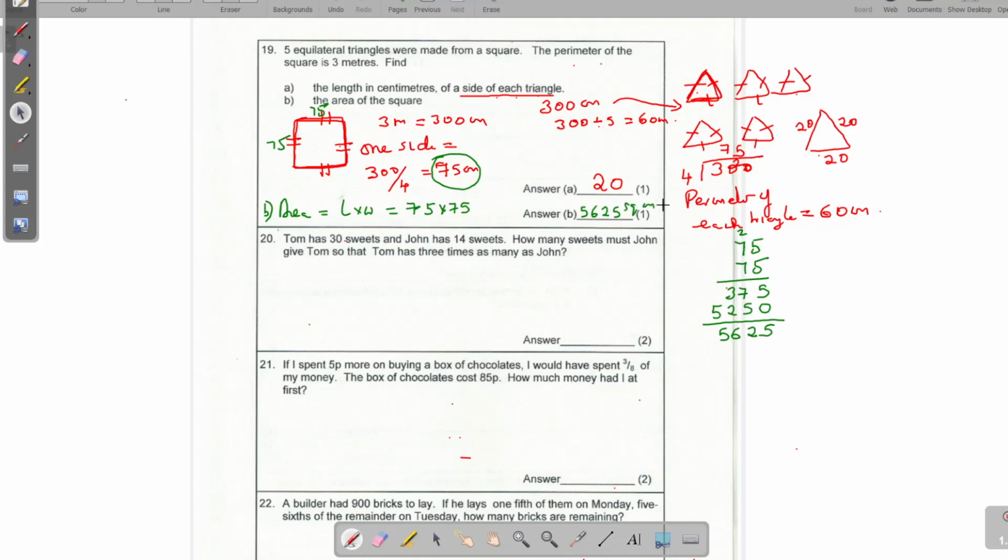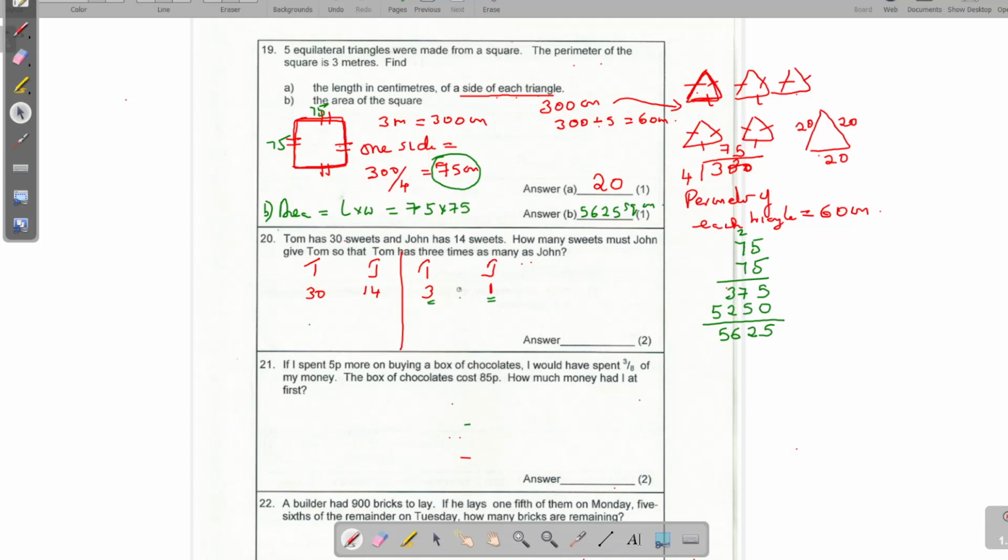Question 20. Tom has 30 sweets and John has 14 sweets. That is Tom, that is John. 30 and 14. How many sweets must John give Tom so that Tom has 3 times as many as John? So we want to get to Tom, and John has got to get 3 times as much. First thing we'll do is work out what 3 times is.